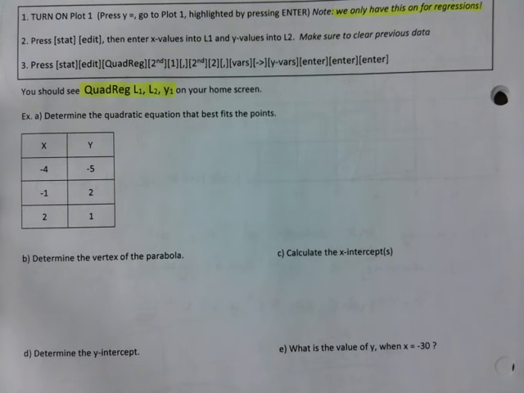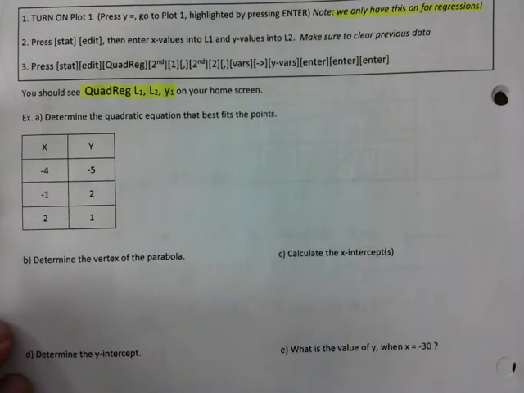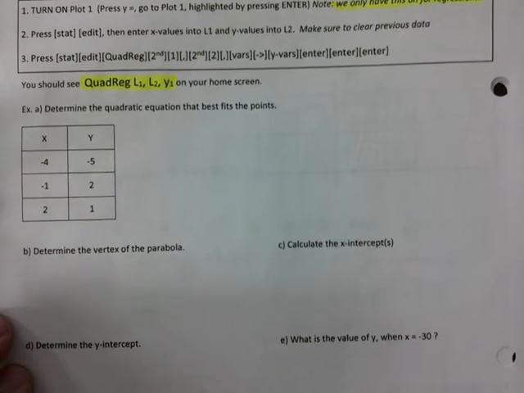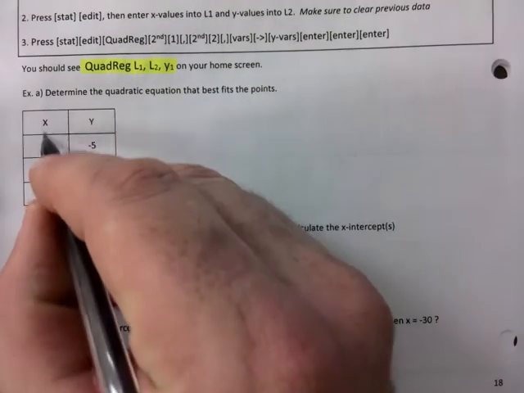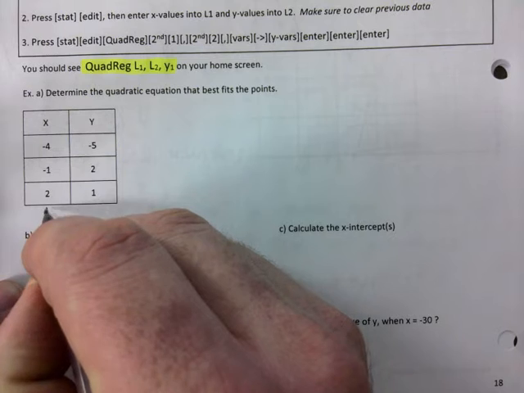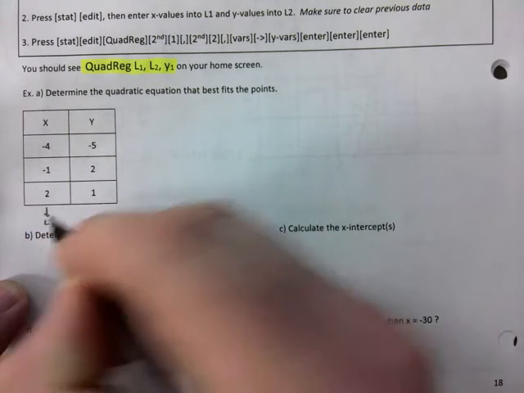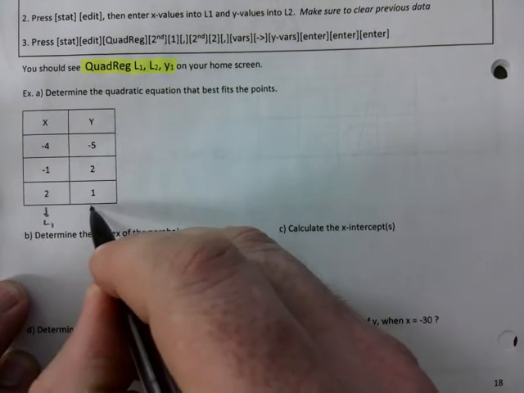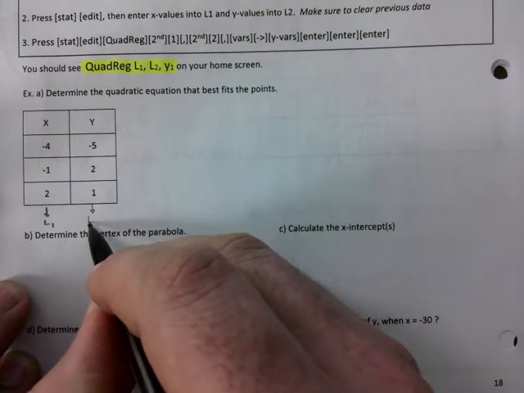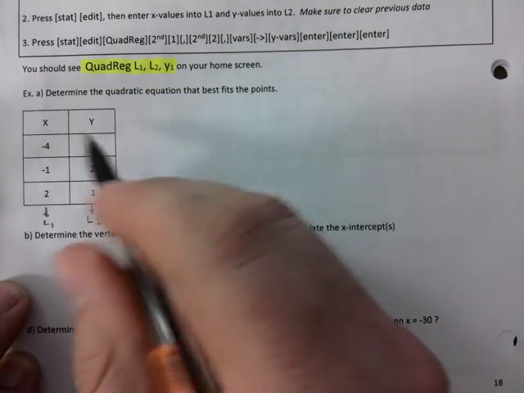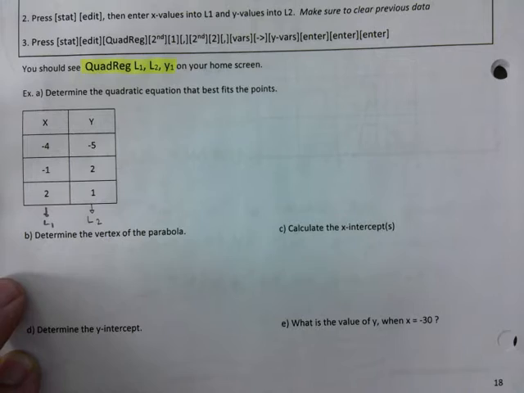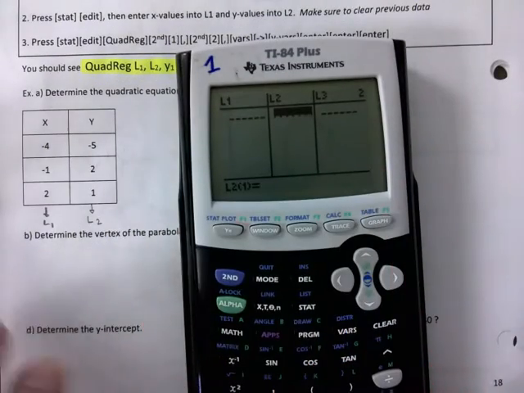So let's go ahead and do that. Determine the quadratic equation that best fits the points. We type this into L1, and we type this into L2. Make sure you indicate that in your notes, right? Let's go ahead and do that.